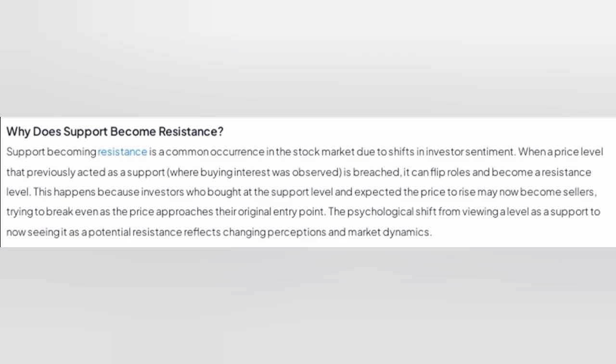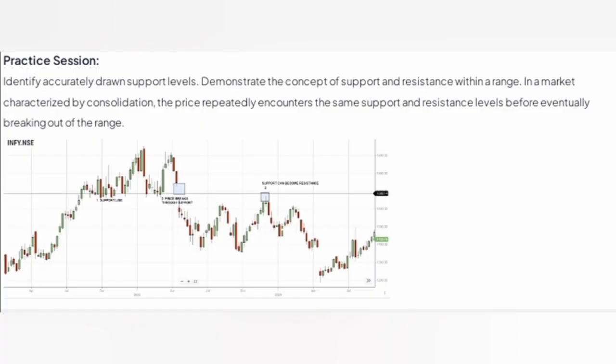When a price level that previously acted as a support, or buying interest was observed, is breached, it can flip roles and become a resistance level. This happens because investors who bought at the support level and expected the price to rise may now become sellers, trying to break even as the price approaches their original entry point. The psychological shift from viewing a level as a support to now seeing it as a potential resistance reflects changing perceptions and market dynamics.